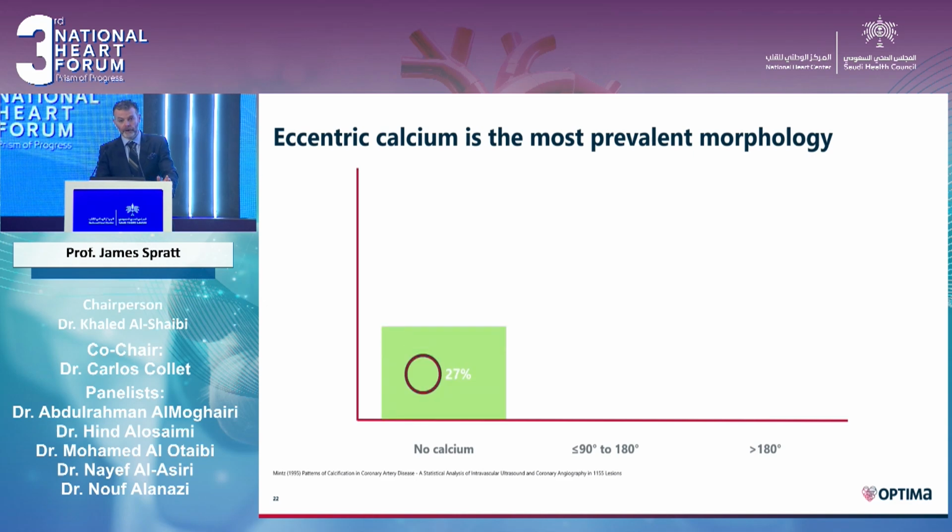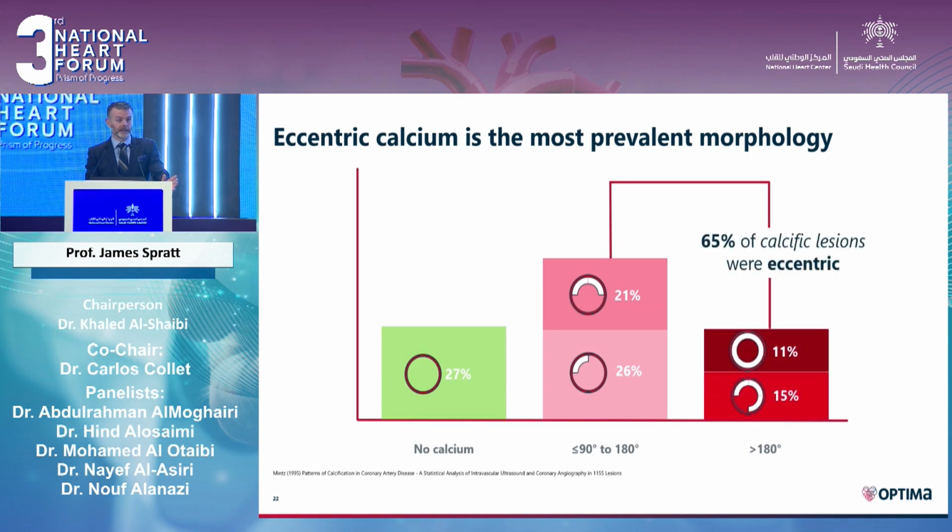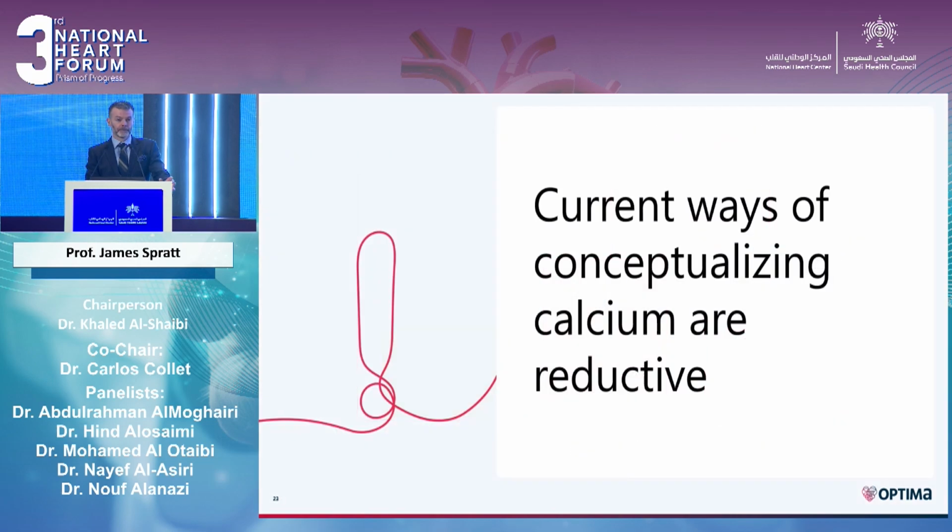And this is data from the CAD3 group of studies, where they looked at calcium morphologies according to ARC. And you can see that eccentric calcium was there in 65% of lesions. So it's the most common. I think that's not up for debate. But to date, our ways of conceptualizing calcium are too simplistic.